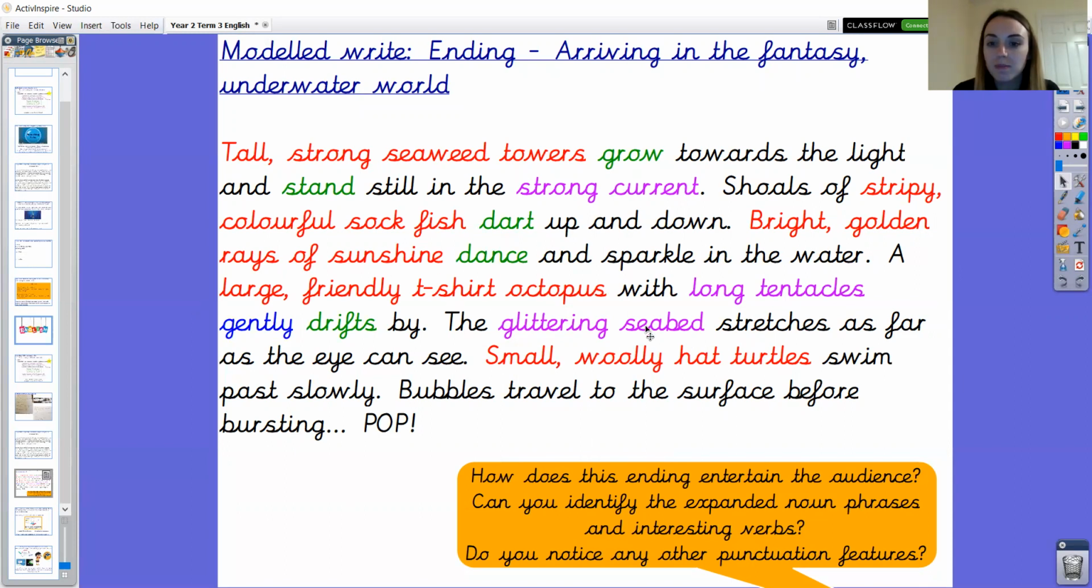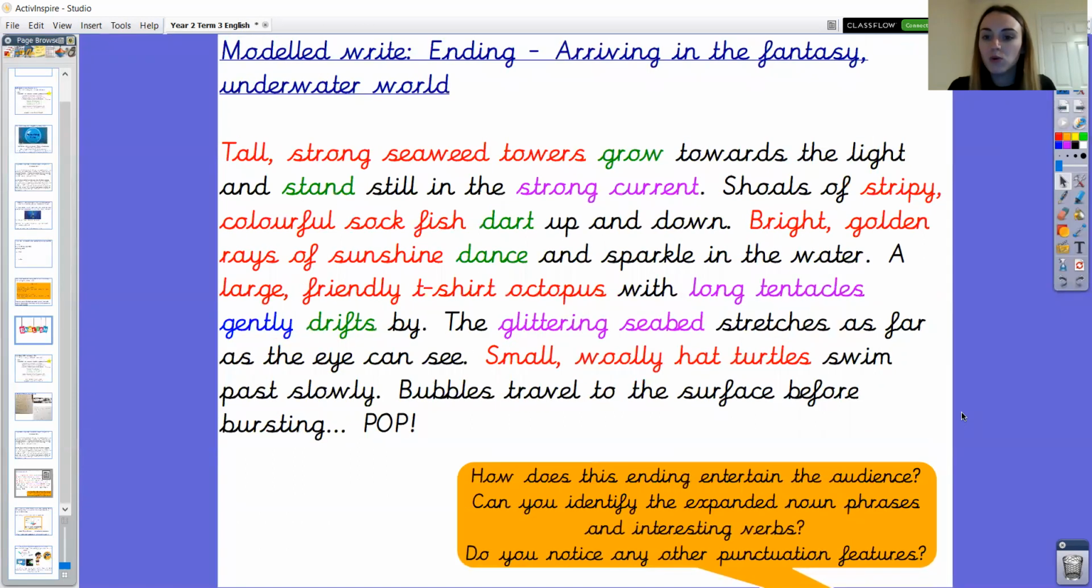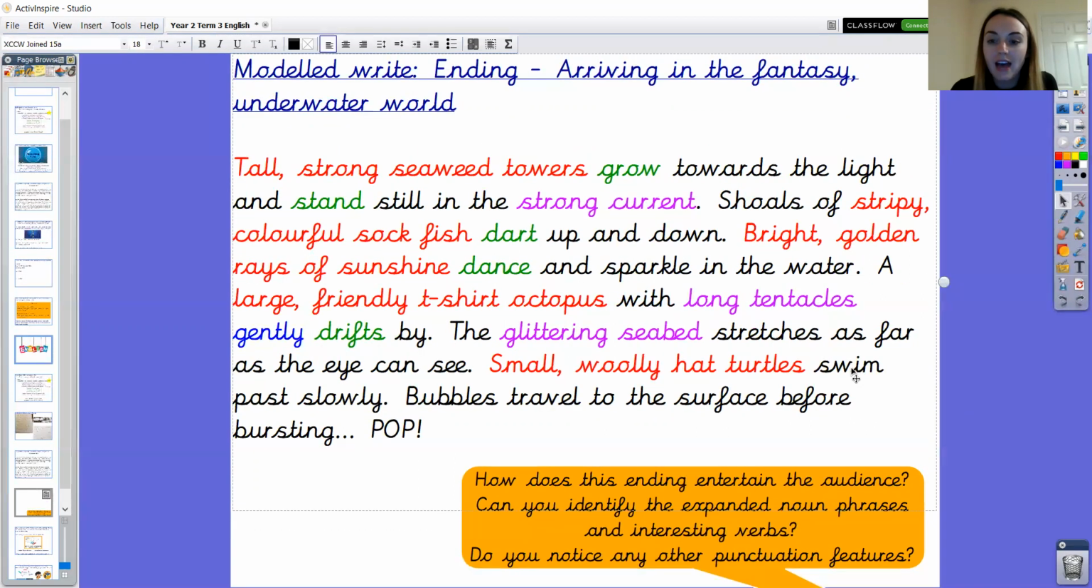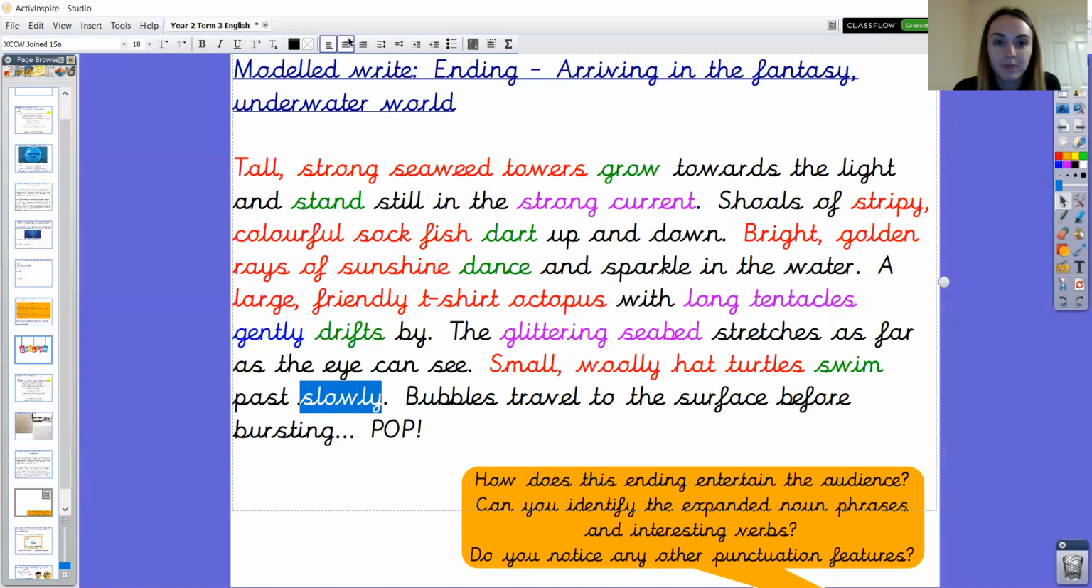Okay, let's keep going here too. So we've got the glittering seabed stretches as far as they can see. So we have the verb stretches. And small woolly hat turtles swim past slowly. So what's the verb in this sentence, year 2? Well done, swim. And there's another adverb in this sentence which adds detail to the verb. Can you spot it, year 2? Well done, slowly.